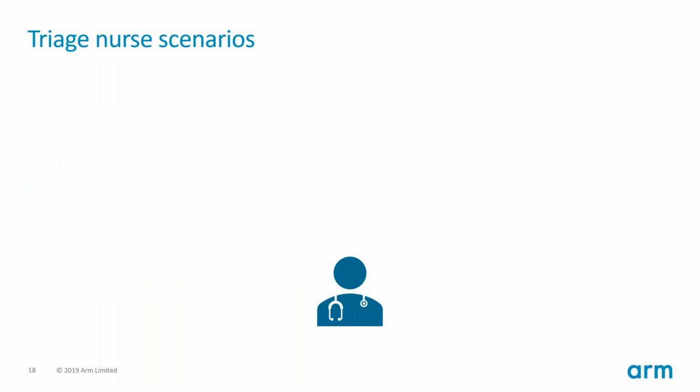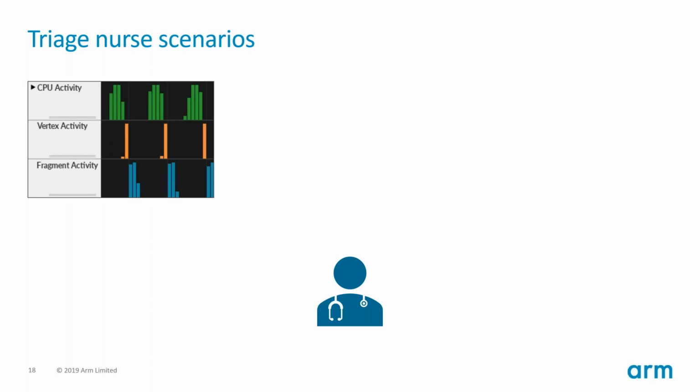As a very, very brief sample of this, this is a set of scenarios just looking at a small amount of data, which will show you how you might identify where to go and look next. So what we're going to look at for these scenarios is just 3 graphs. CPU activity, so overall how busy are my CPUs, vertex activity, the time the GPU is spending doing vertex processing, and fragment activity, the amount of time the GPU is spent doing fragment processing.